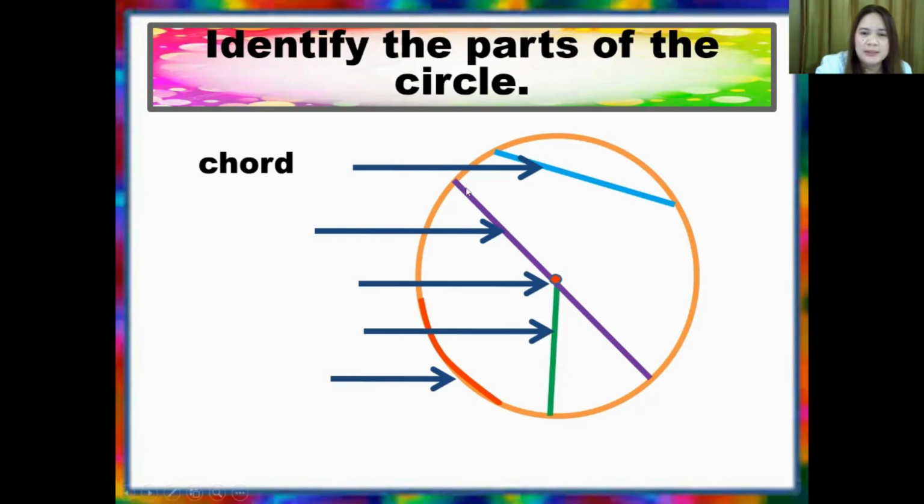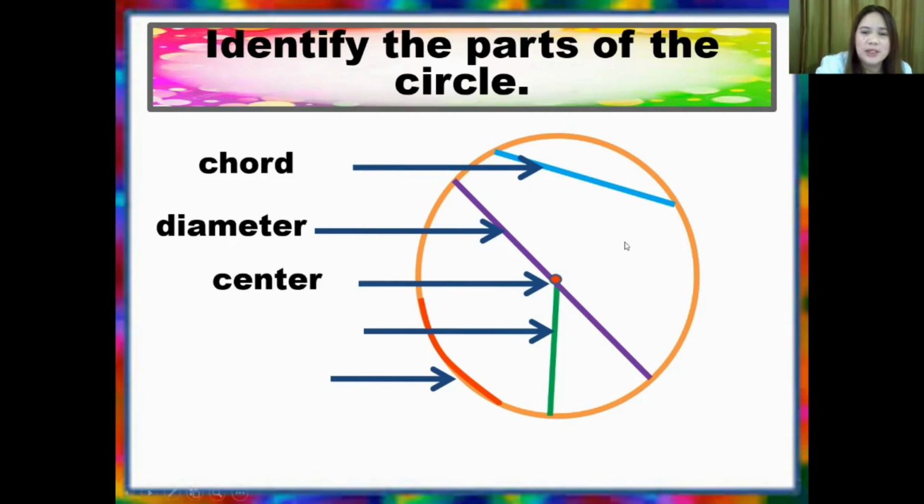The purple one is a chord also, but it passes through the center of the circle. So what do we call it? We call it the diameter. And what do we call the small dot at the middle of the circle? We call it the center of the circle.